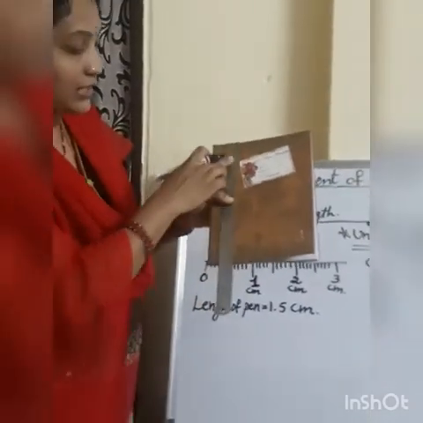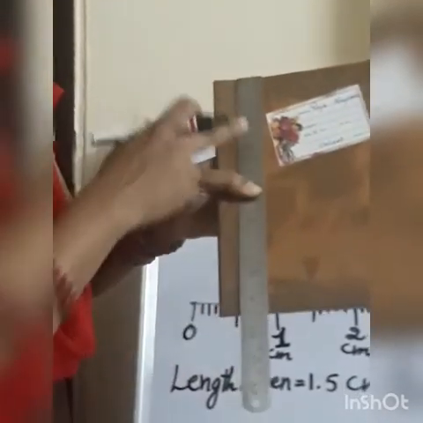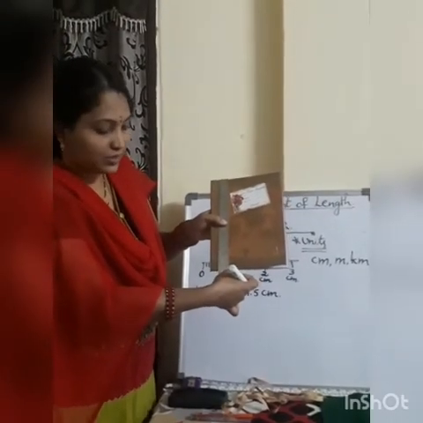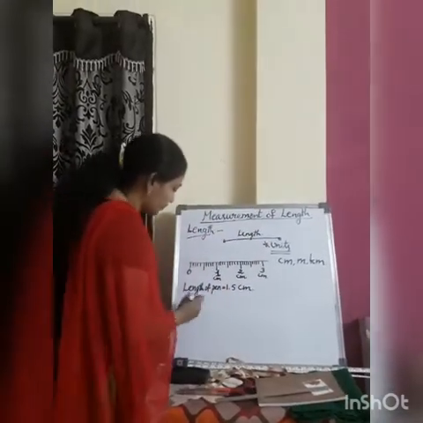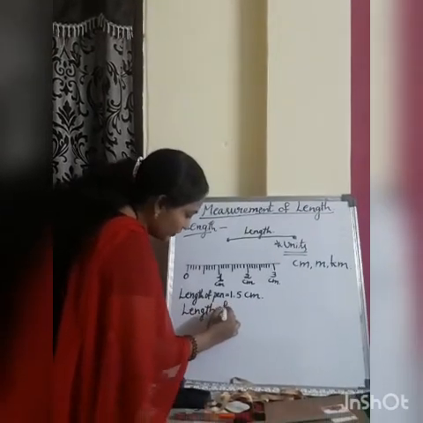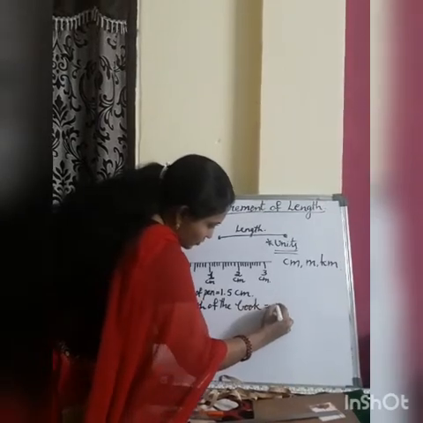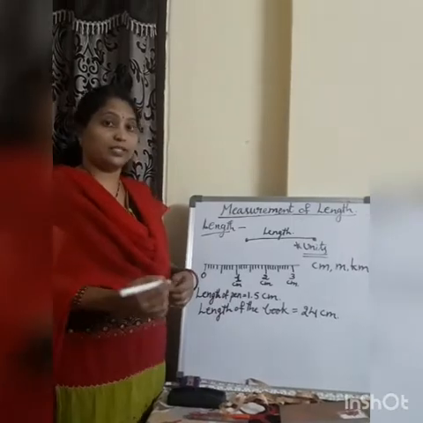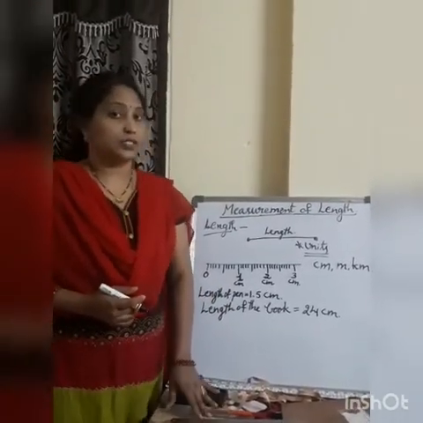So what is the length of the book, children, here? 24 centimeters. Yes. From 0 to 24. It ends at 24, right? So, this is our exact measurement. So, the length of the book is equal to 24 centimeters. Okay children? So, this is how we have to use the ruler to measure short lengths.